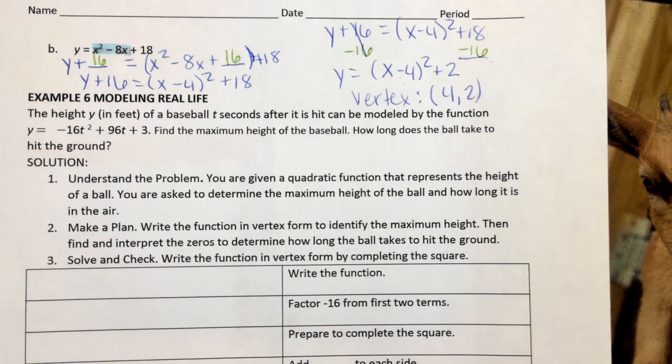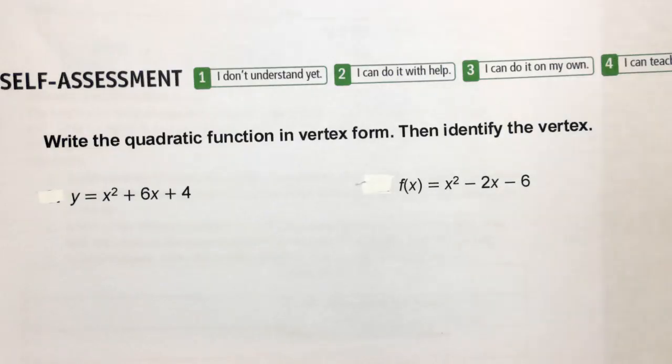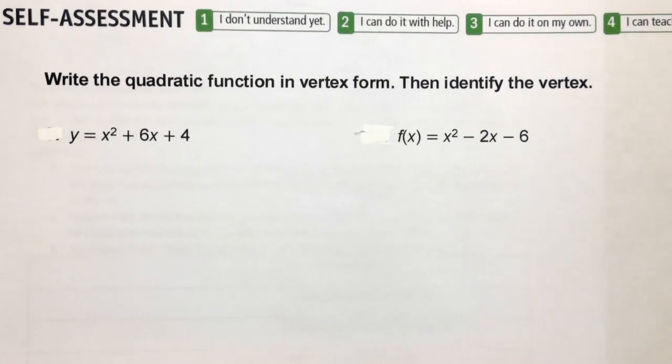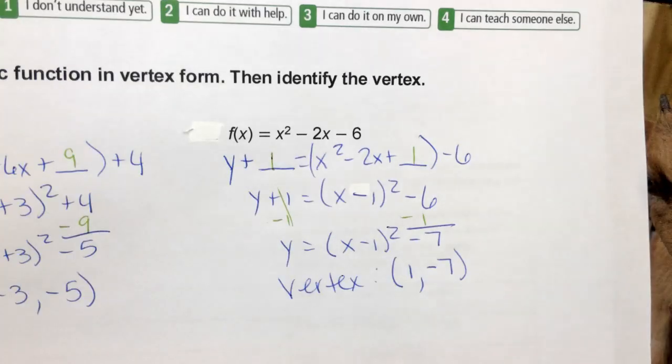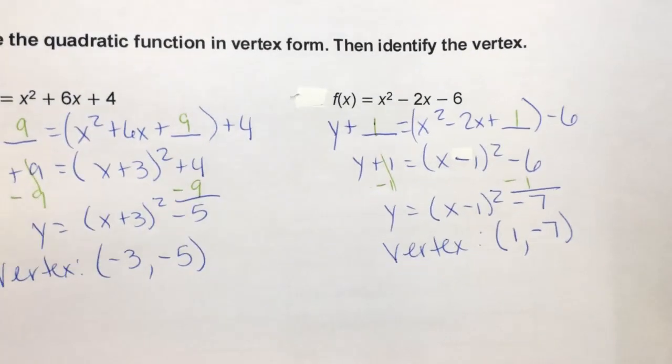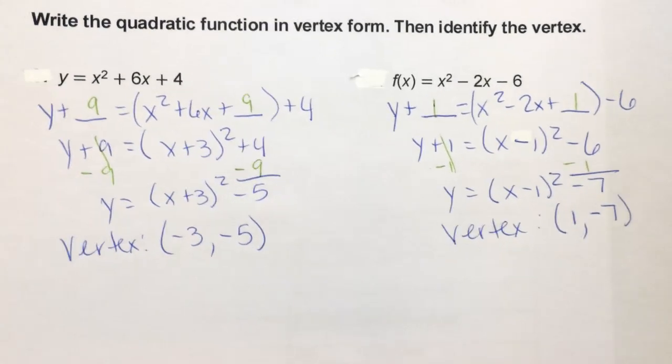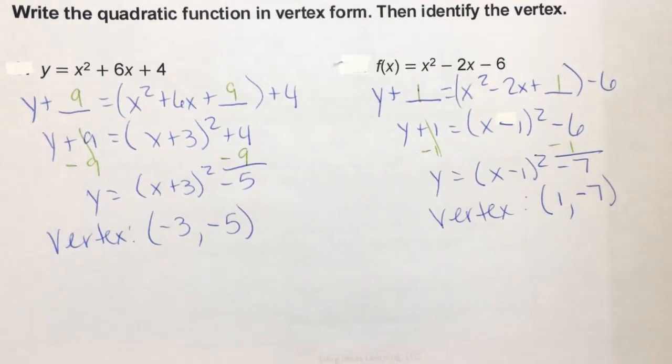All right, I'm going to give you the two self-assessment questions. So if you did not get that last one right or you did not try it on your own, please give these two a try and pause the video. All right, so hopefully you actually gave these a try to see where you're at with the lesson, if you still have questions or not. All right, so you should have, this would be your vertex form, this would be your vertex, vertex form, vertex.